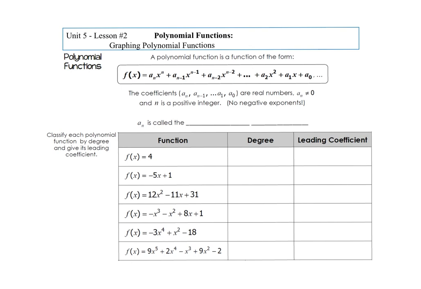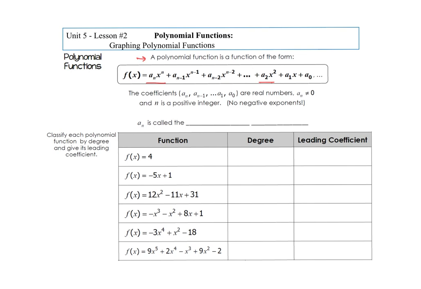So it says up here, a polynomial function is a function of the form f of x is equal to, this is read, a sub n to the x to the n power plus a sub n minus 1 x to the n minus 1 power, and we keep working our way down until here it says a sub 2 to the x squared power plus a sub 1 x plus a sub 0. All this means is we have a polynomial. It could have many terms.